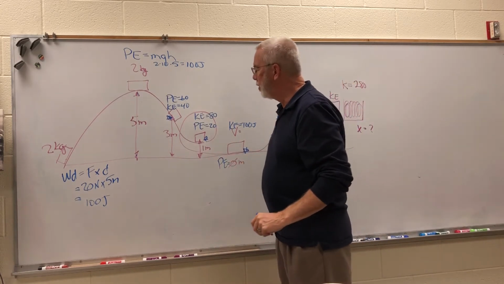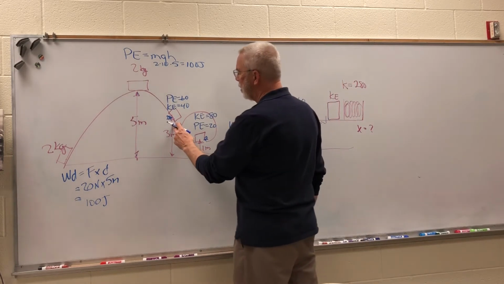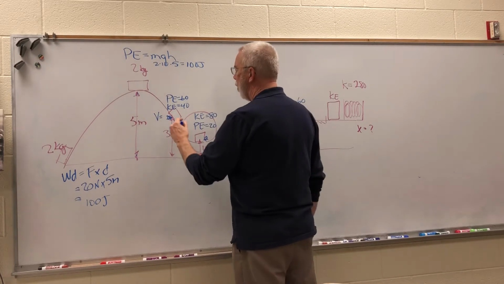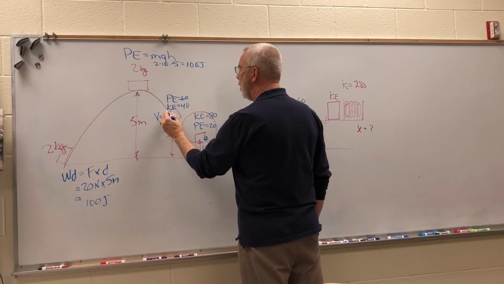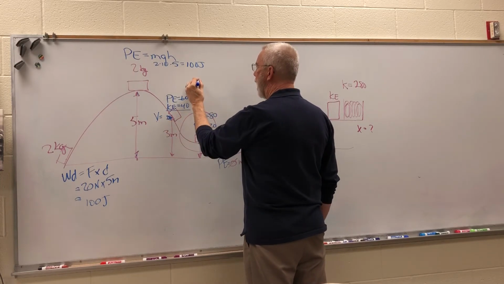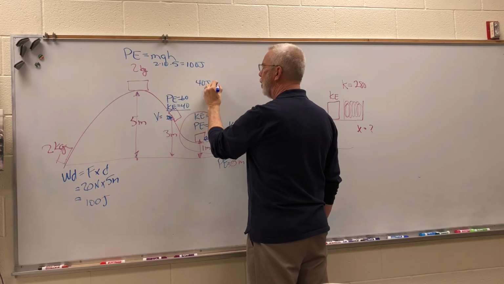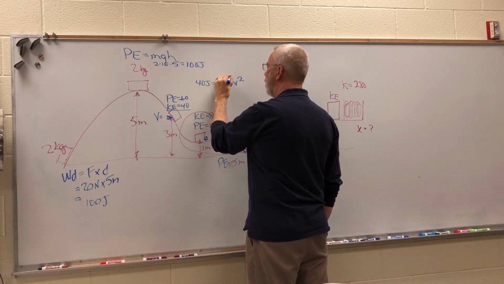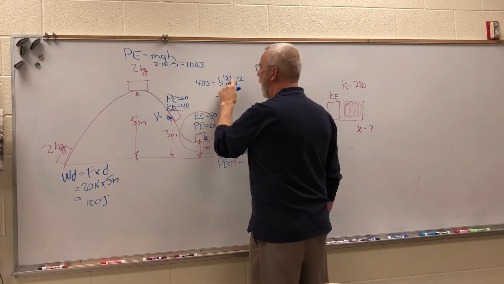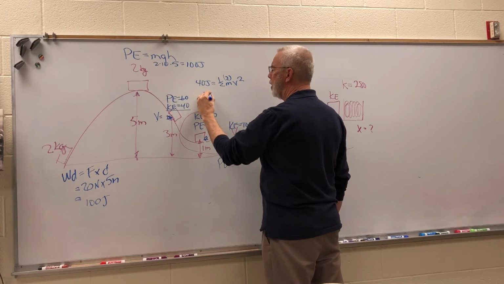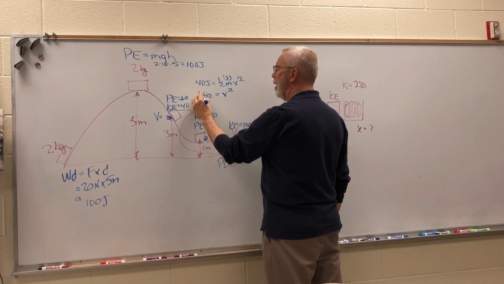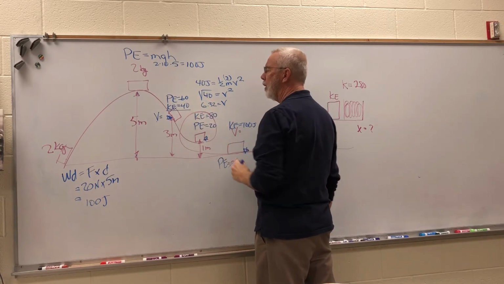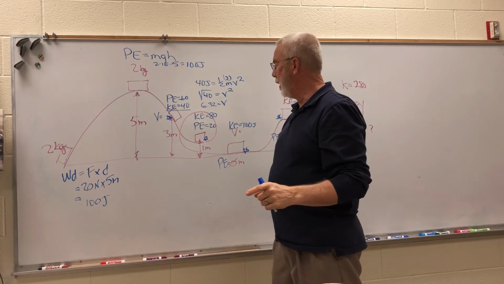Let's go back over here and see what we've got. It says here that they wanted to know what the velocity was at this spot. Well, the velocity comes from the kinetic energy. So you've got 40 joules is equal to 1/2 of mv squared, and the mass is 2. So 1/2 of 2 is 1, so really it's just that 40 is equal to v squared. We take the square root of 40, and the velocity is 6.32 meters per second.